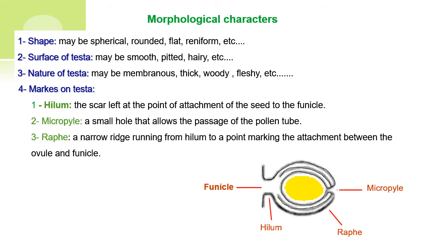This is the funicle, the ovule, the micropyle, the introduction of the pollen tube containing the pollen grains to fertilize the ovule. Raphe, if the ovule is fused with the funicle. And the hilum, marking attachment or entrance of the vascular bundle from the funicle to inside the ovule.